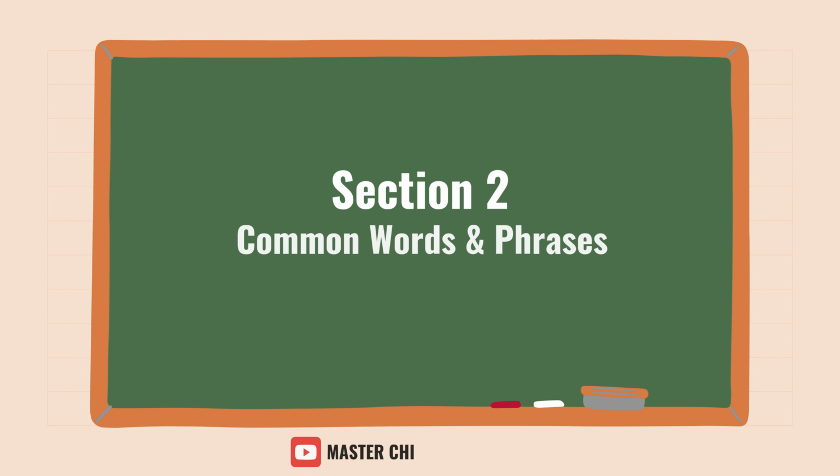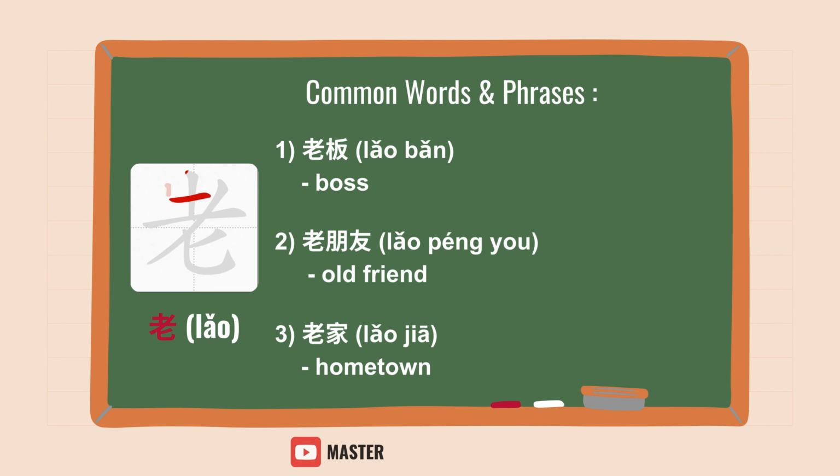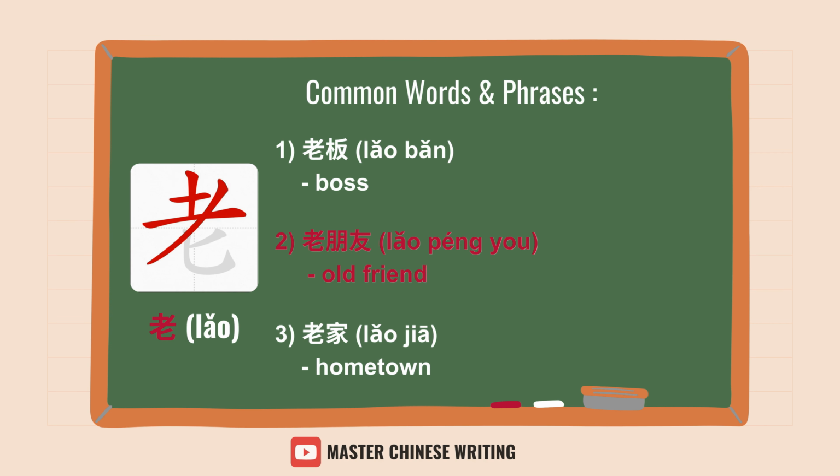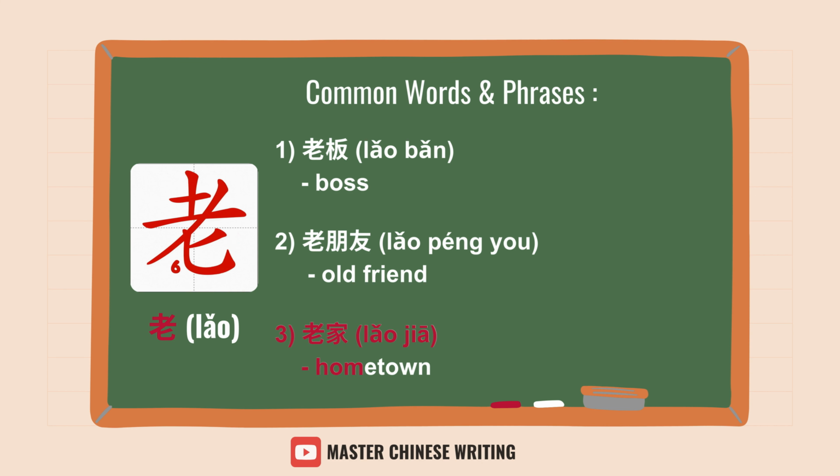Section 2. Common words and phrases. 老板, boss; 老朋友, old friend; 老家, hometown.